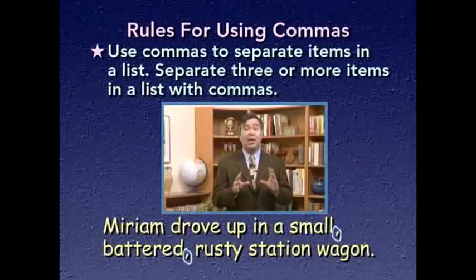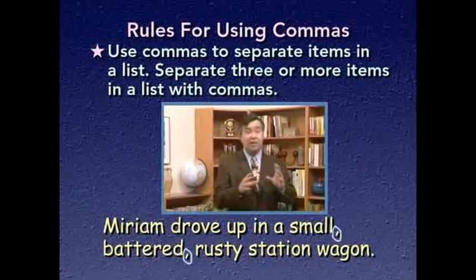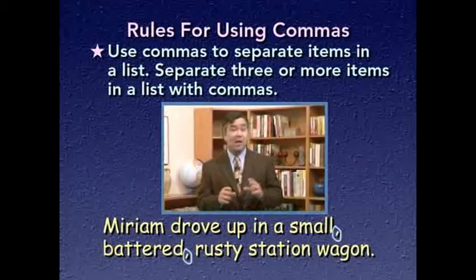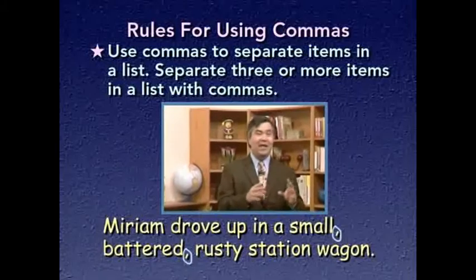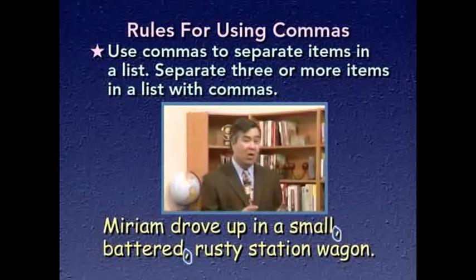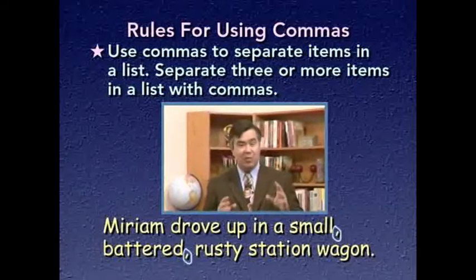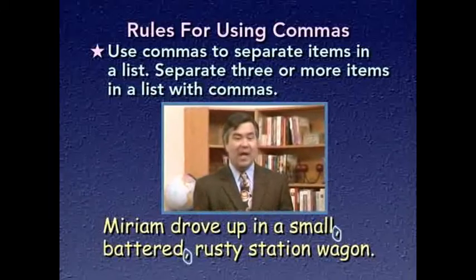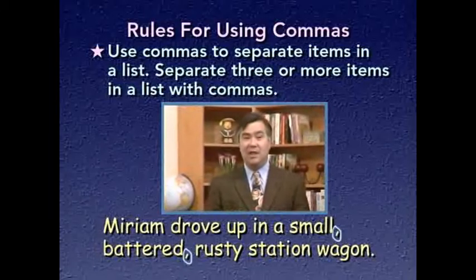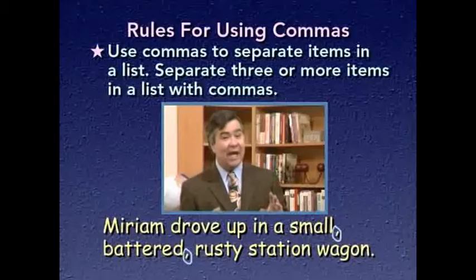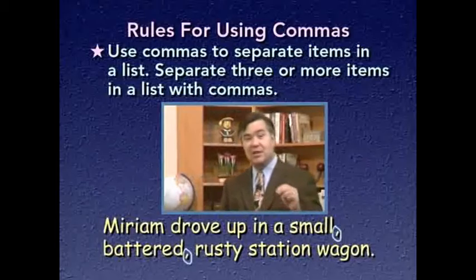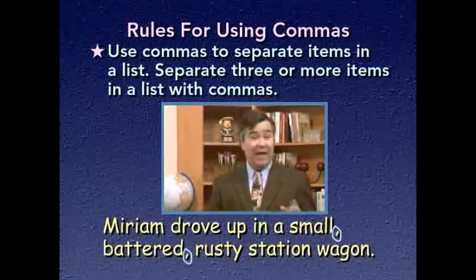And you wouldn't put a comma separating that adjective from the noun station wagon. But you do have commas separating the other adjectives. So small comma, battered comma, rusty station wagon would be the right way to string together the adjectives here. So once again, we have a kind of a list. In this case, it's a list or a series of adjectives.